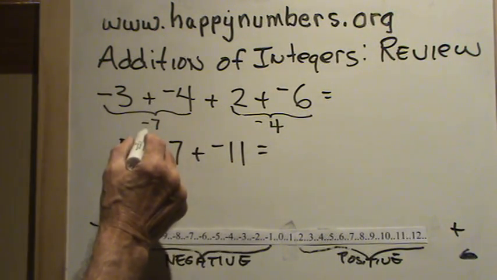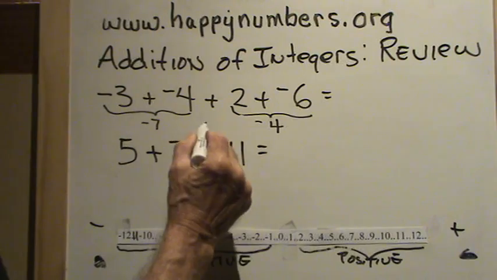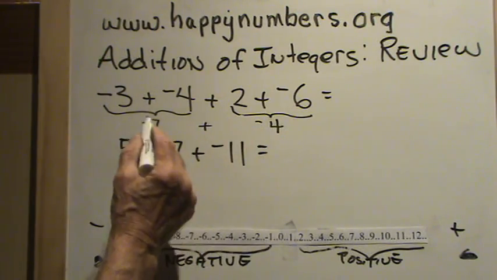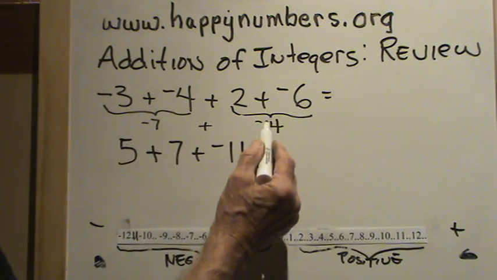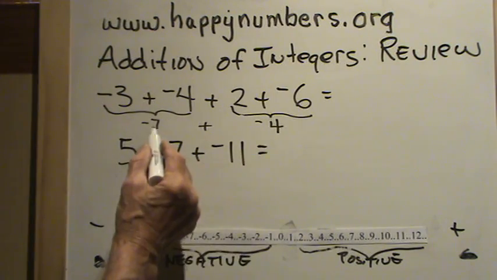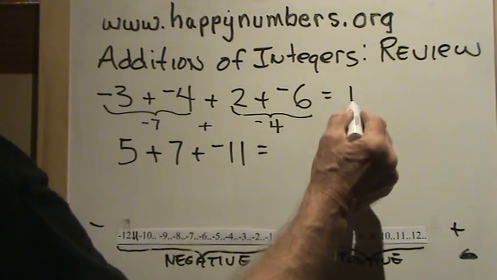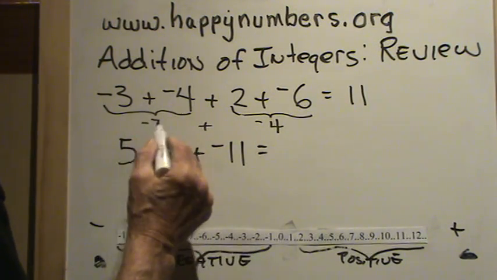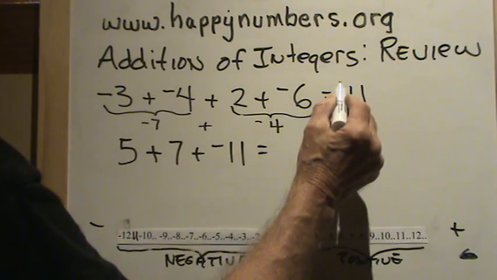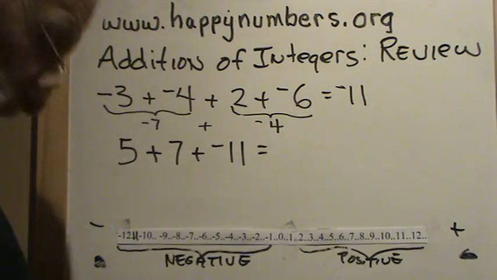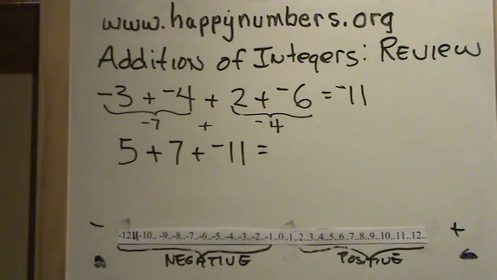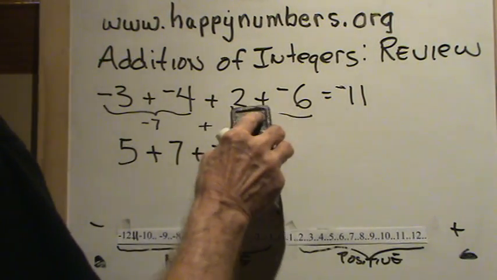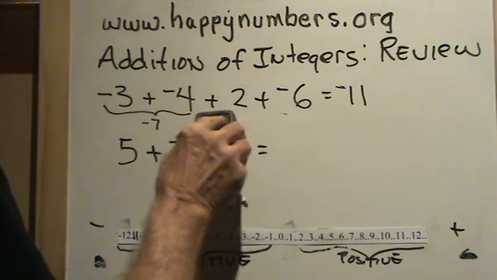So now I have a negative 7 plus a negative 4. Well, the signs are the same. So I combine the numbers. 7 and 4 is 11. And I use the common sign. They're both negatives. So that's how we work that problem. Let's just take a look at it again.